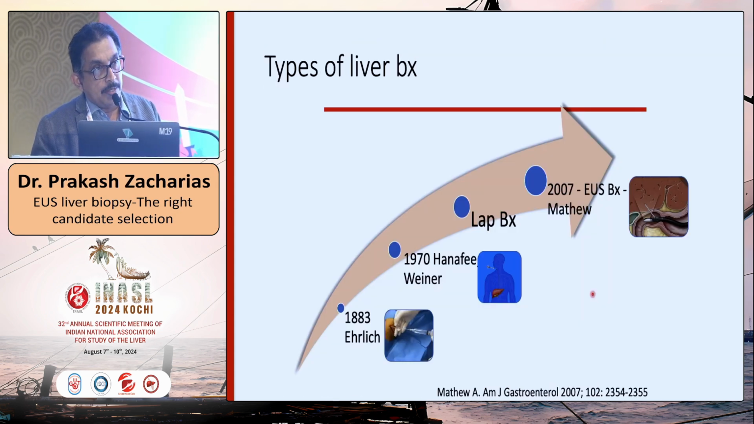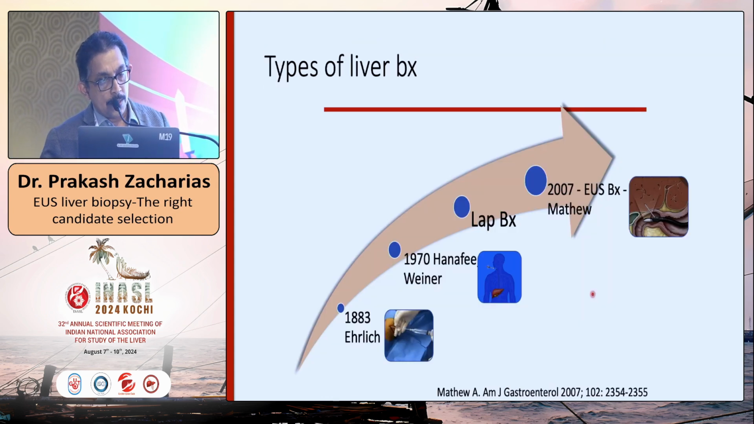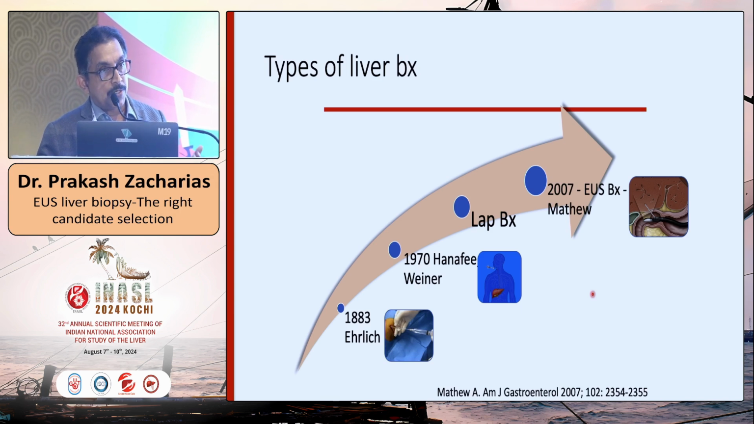The liver biopsy, as it was alluded to earlier, was first reported in the 1800s, and then in the 1950s, with Menghini reporting a 1-second biopsy, it came into prominence. And then the transjugular liver biopsy in the 1970s, and then laparoscopic biopsies, and the latest kid on the block is the US-guided liver biopsy.